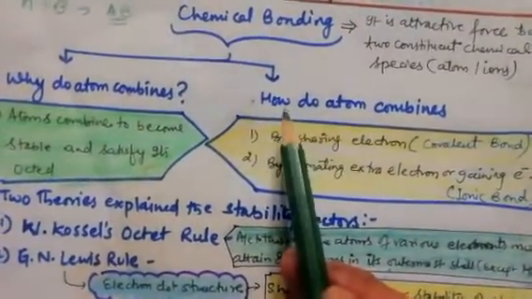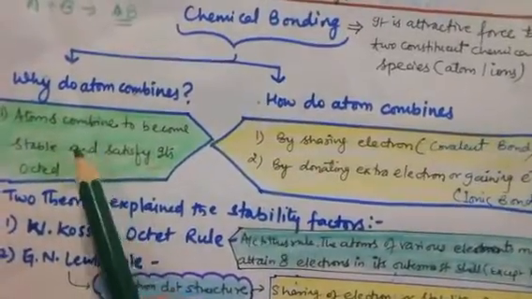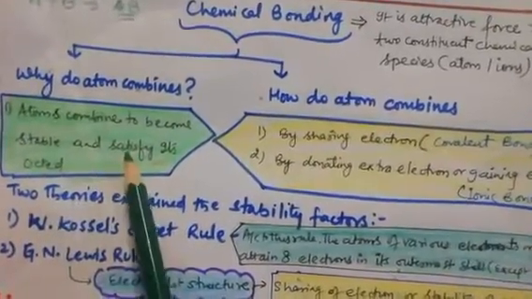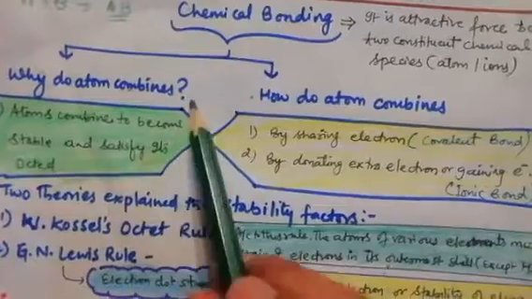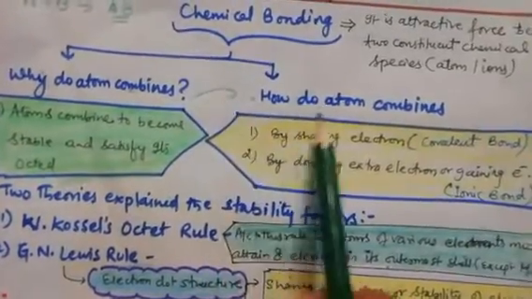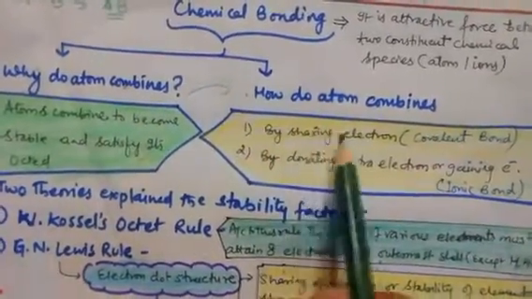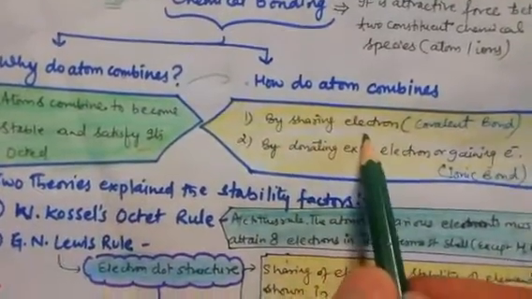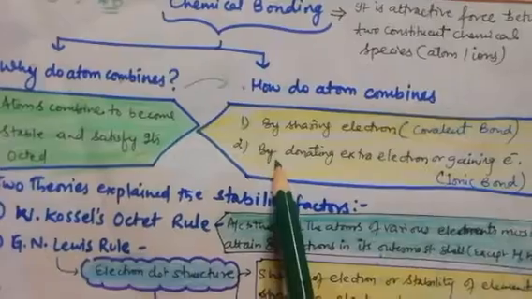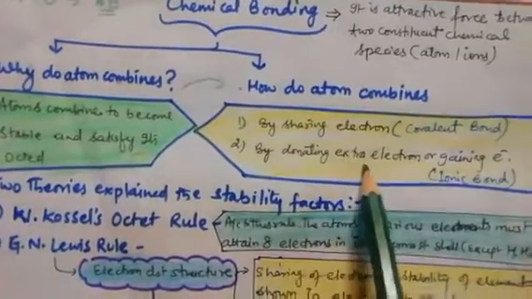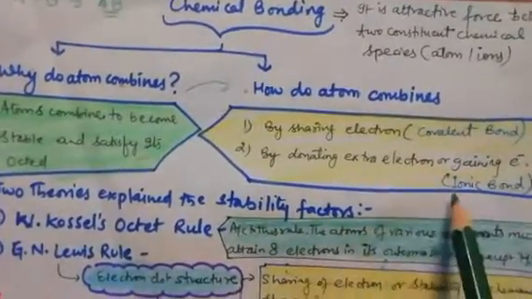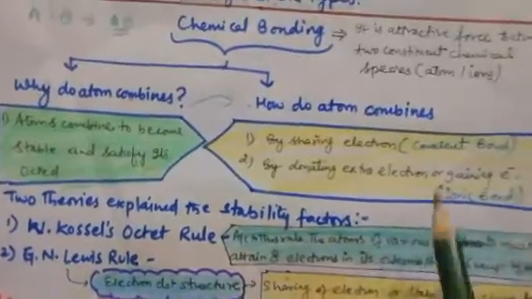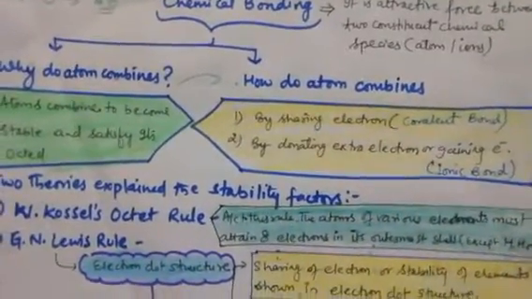And the question now is, how do atoms combine? If they want to combine to become stable and satisfy their octet, how will these elements combine? There are two ways. Number one is by sharing electrons, which forms a covalent bond, and second is by donating extra electrons and gaining the lacking electrons, that is an ionic bond. So two types of bond are there, covalent and ionic bond.